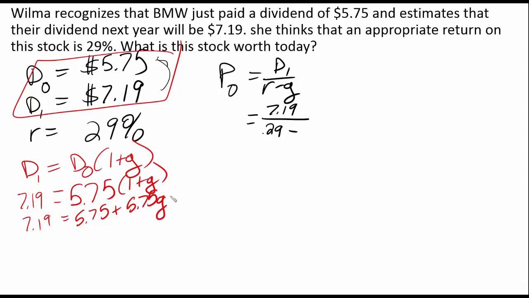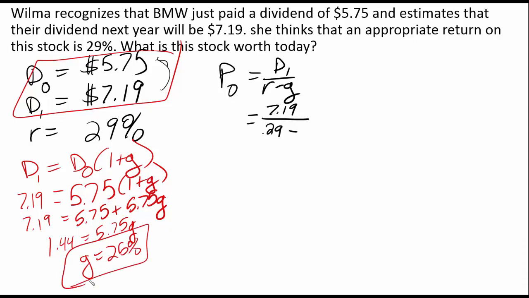Okay, and basically all we're doing here is solving for G, right? So we subtract the 5.75 off of both sides, so we have 1.44 equals 5.75G, and so G is equal to 25%. So we found that growth rate of 25% because we were given the information between D0 and D1. And we can just throw that number right up here into this. So we have that 0.25.